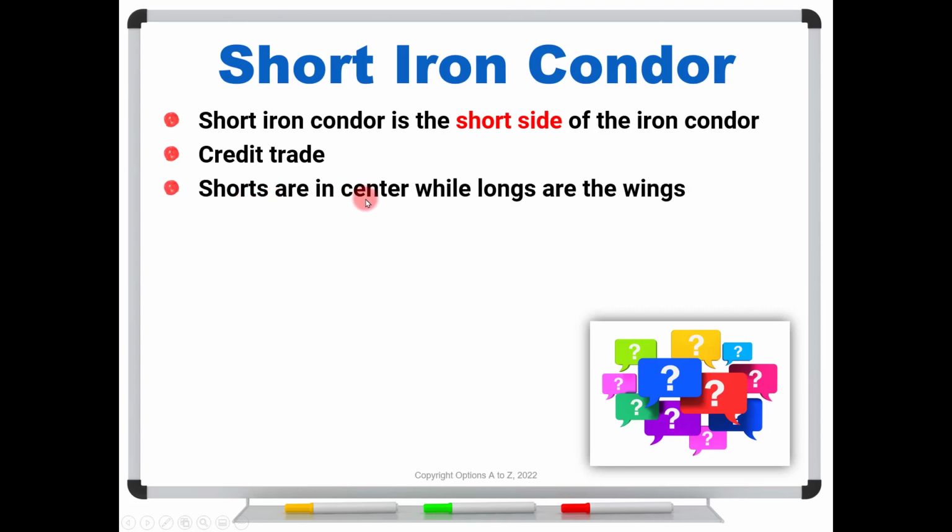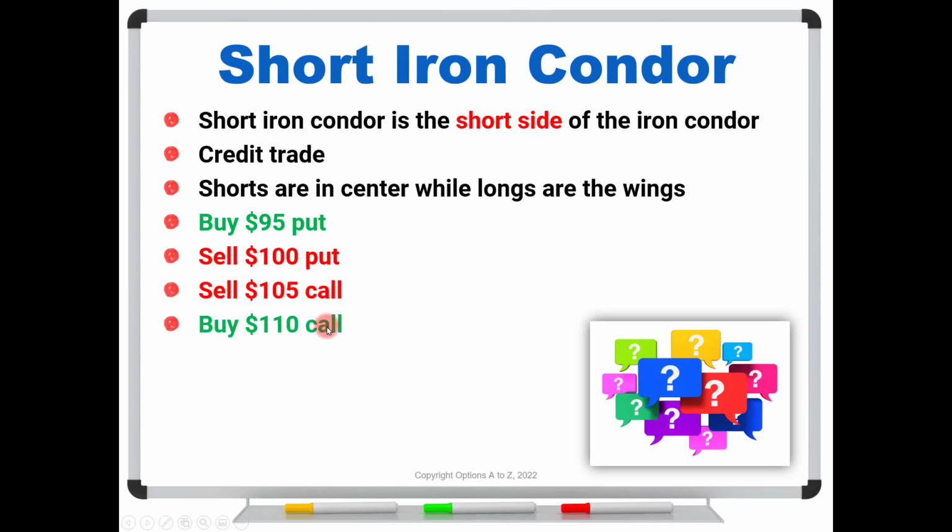The shorts will be in the center while the longs are the wings. So let's say that you buy the 95 put, you sell the 100 put, you sell the 105 call, and then buy the 110 call. So as before, same number of contracts, spaced equally, in this case by fives. Puts are on the low side, calls on the high side. But I've just flipped the colors. In the iron version, we put the greens, or the longs, in the center, and the reds, or the shorts, were on the wings. We've just flipped it.